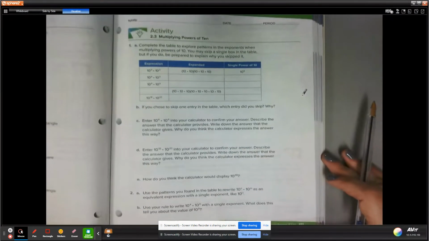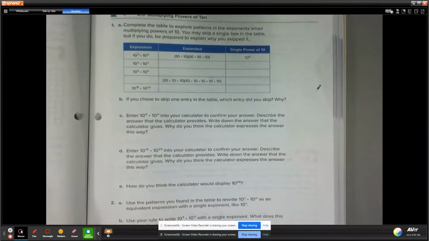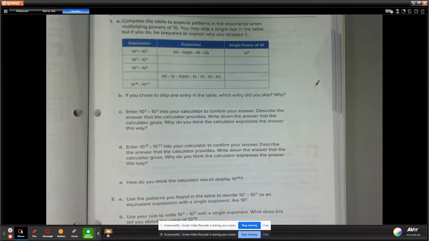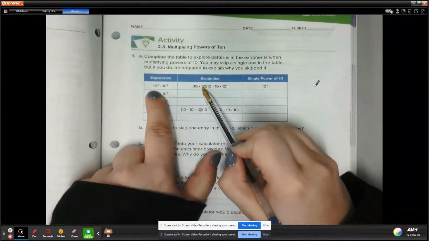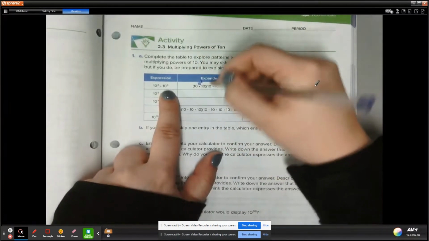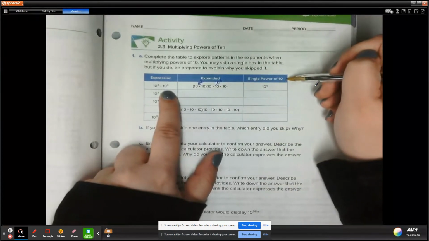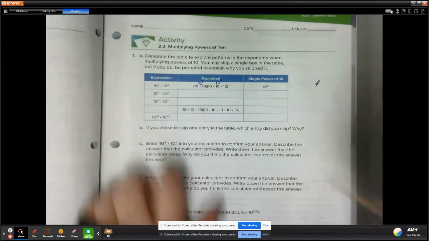Okay, so complete the table to explore patterns in the exponents with multiplying powers of 10. You may skip a single box in the table, but if you do, be careful. Okay, so here I see 10 squared is 10 times 10. That's where that's represented. And 10 cubed is 10 times 10 times 10. When I write it with a single power of 10, that becomes 10 to the 5th.